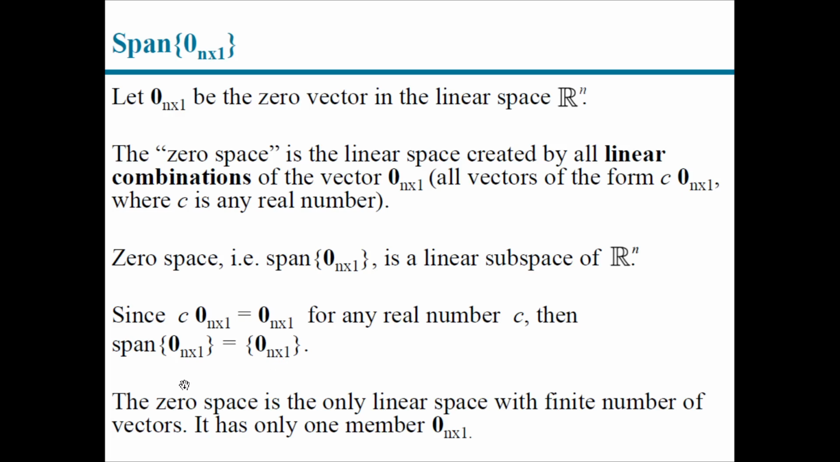So this one is special. The zero space is the only linear space that has a finite number of vectors. Actually, it has only one vector. Every other linear space will have infinitely many objects inside of it, but this one is very special. So that's why we talk about it.